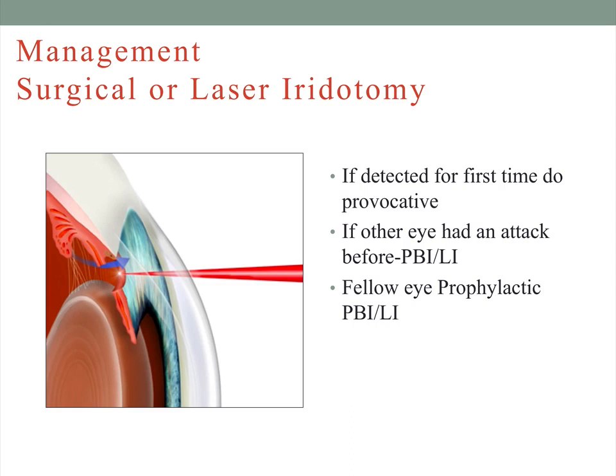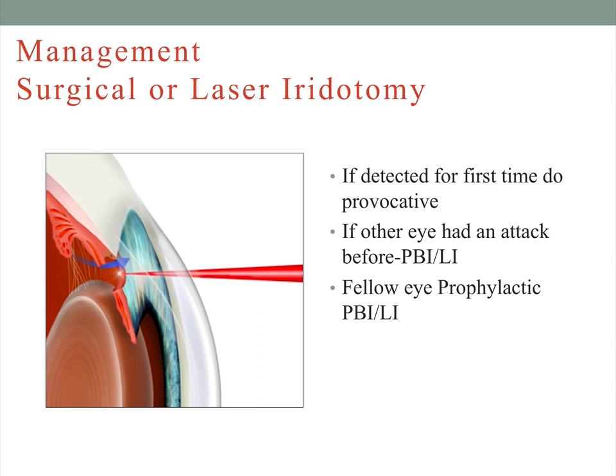In PACS, the management is either by surgical or laser iridotomy. If it is detected for the first time and you are suspecting, with the history of headaches and colored halos, or by gonioscopy, that the patient may be a case of primary angle closure suspect, then we can go ahead with laser iridotomy. Or if the other eye had an attack of narrow angle glaucoma, then in the better eye, laser iridotomy can be done as a prophylactic measure.